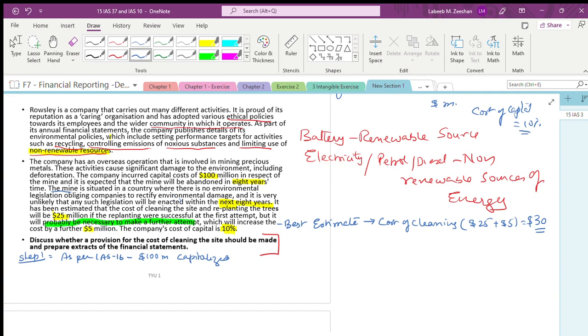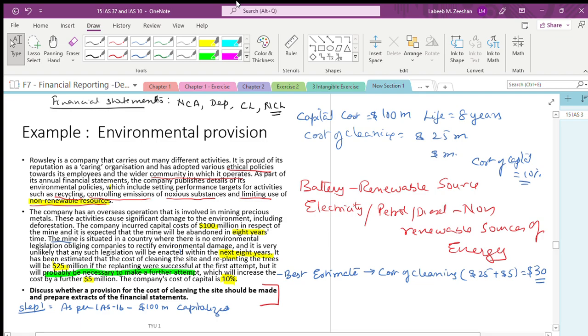Is it right? Now, we have to calculate depreciation also. That's what it says. Where we have written all those things, we have written in the beginning. You have to calculate depreciation, you have to calculate the non-current assets, current liabilities, the non-current liabilities, and most importantly, we have to take into consideration the finance cost also.